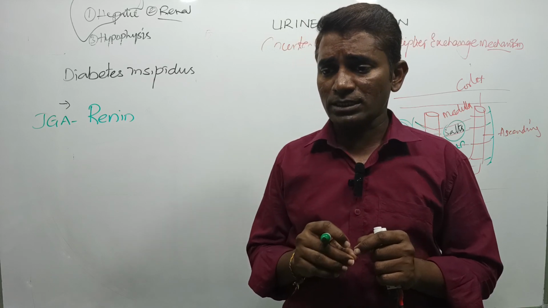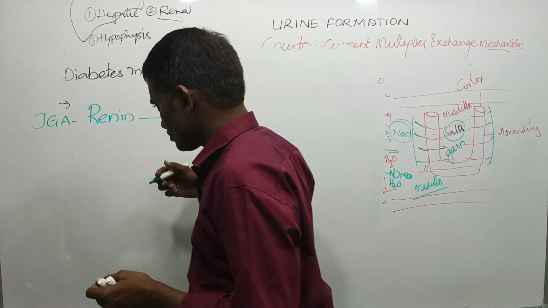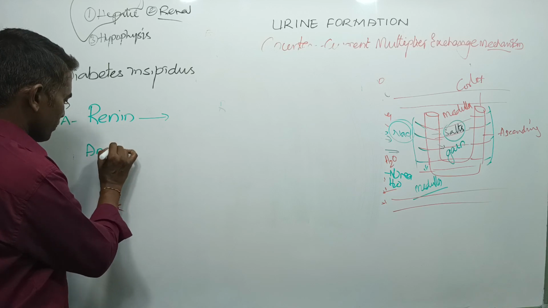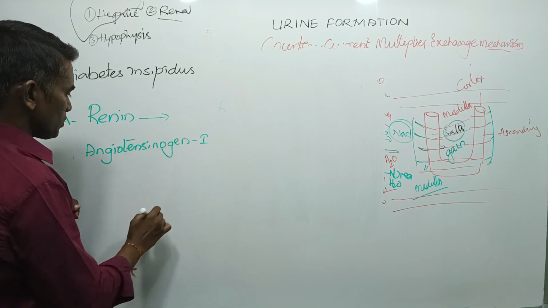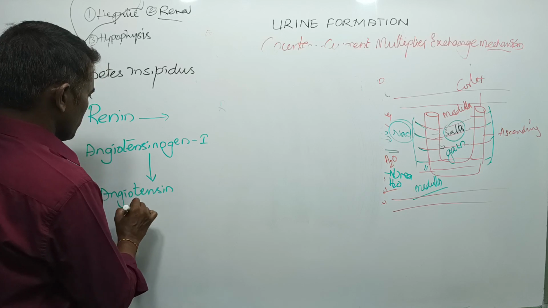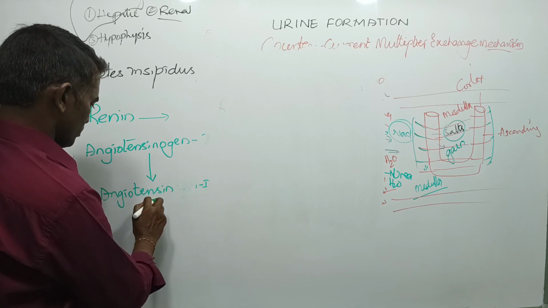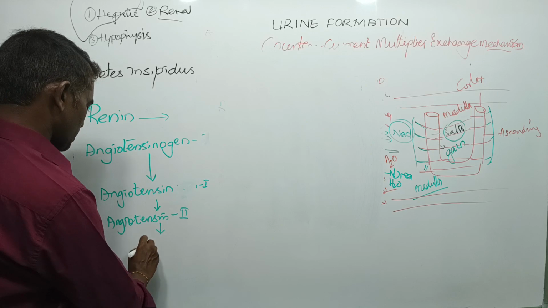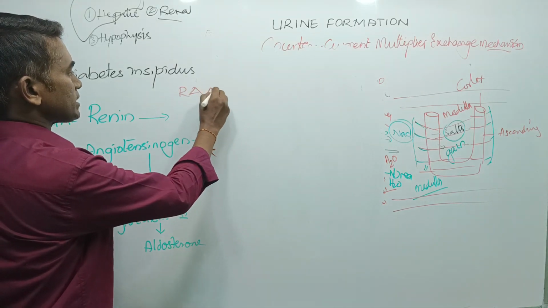Right. So this renin substance usually activates, and this renin in turn converts angiotensinogen, a compound. Angiotensinogen is an inactive compound, and this is again in turn converted into angiotensin 1, then angiotensin 2. Now this in turn activates aldosterone. And popularly this is usually referred to as the RAS system.